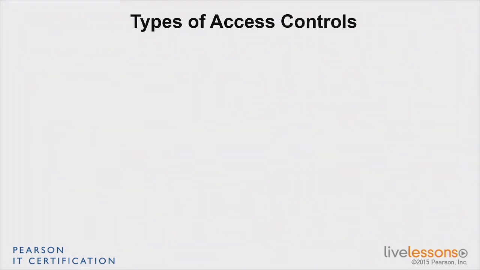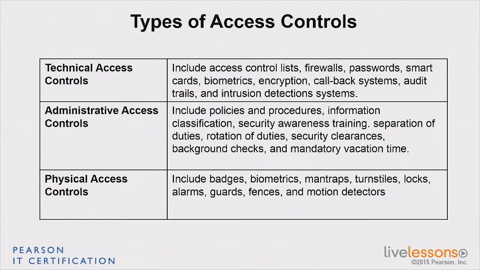Then there's a number of different types of access controls. Access controls can be technical, access controls can be administrative, and access controls can be physical. And many of these I'm sure you're already familiar with, or perhaps you interact with on a daily basis. So for example, our technical access controls can include access control lists, firewalls, passwords, smart cards, biometrics, encryption, callback systems, audit trails, and intrusion detection systems. Now, this isn't an exhaustive list. This is just a sample list.